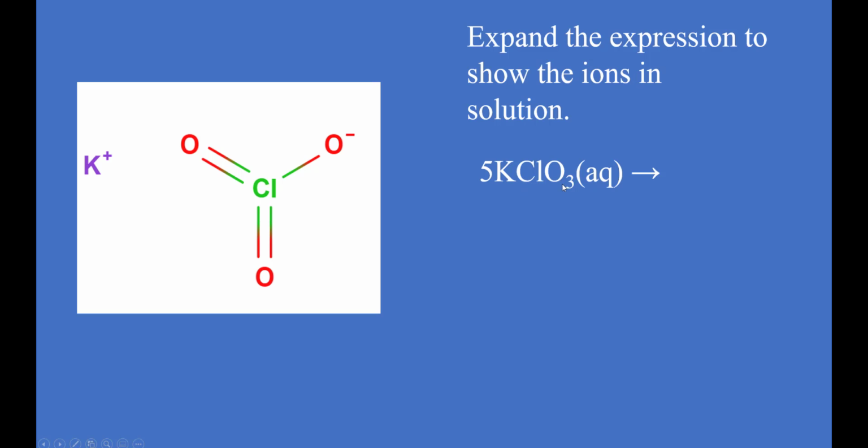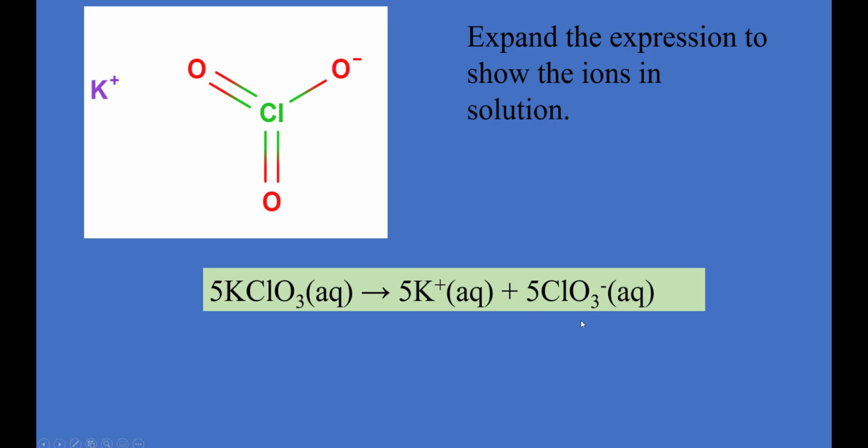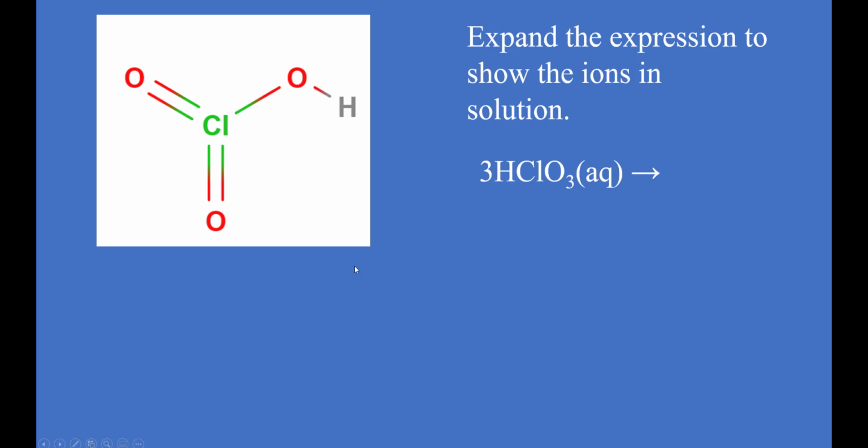And that ClO3 is a group. So you don't multiply the 3 times 5 to get 15 of anything. Instead, it's 5 of this chlorate ion. So the answer is 5 potassiums and 5 chlorates. Again, the picture makes it obvious, but you're not going to see the picture on the quiz.